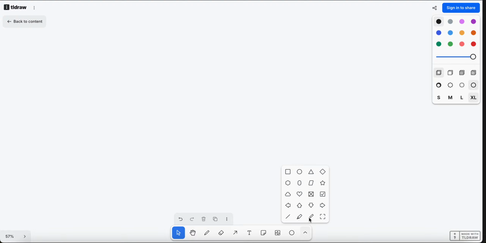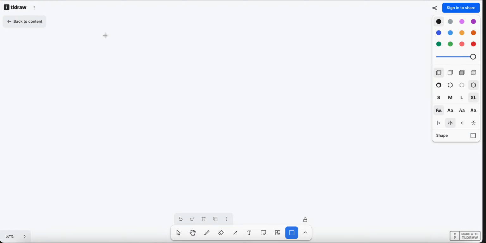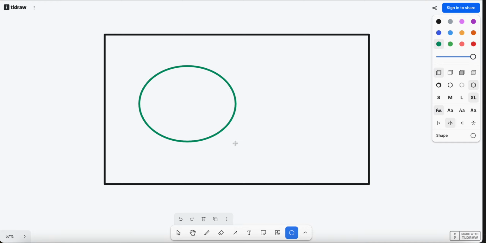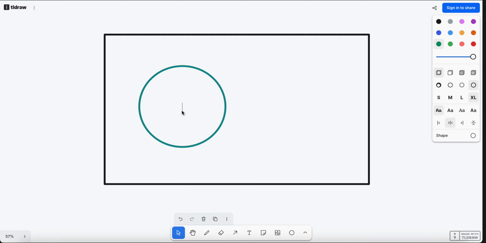Let's assume that we represent the whole world using this rectangle. Let me take a circle for representing I. So let me mark it in green. Let's call this as I, and let's draw one more circle in red. Let's call that as U.